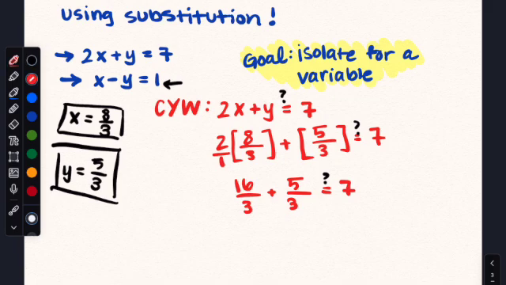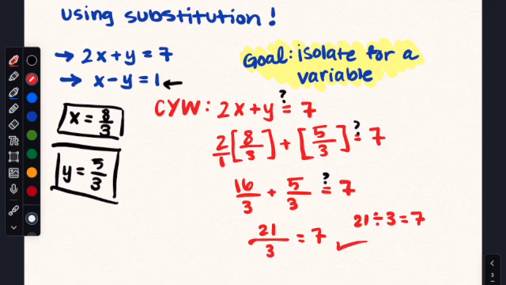When it comes to adding the fractions, since they already have a common denominator, we're going to make it over 3. And we're going to do 16 plus 5. 16 plus 5 is going to get us 21. And does 21 over 3 equal 7? It does, because 21 divided by 3 gets you 7. And fractions are another way of writing division. So it works for this equation.